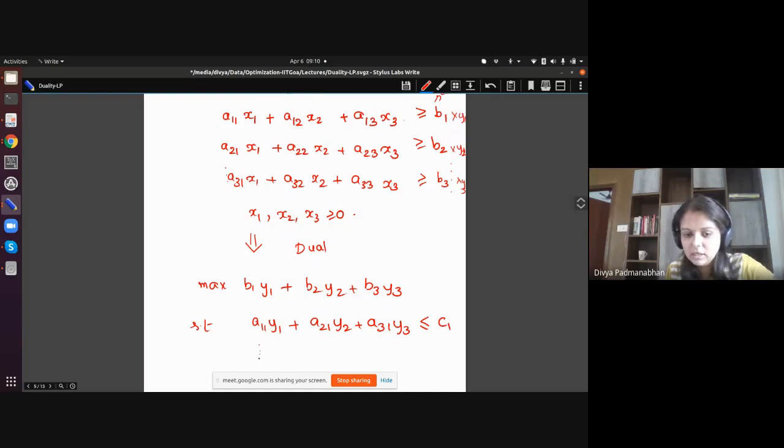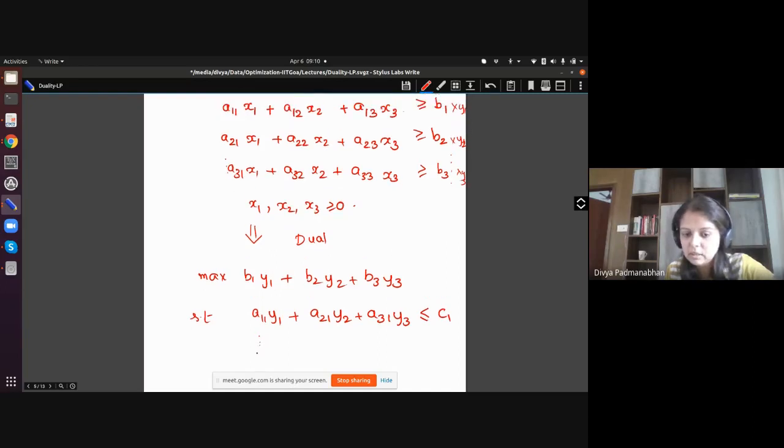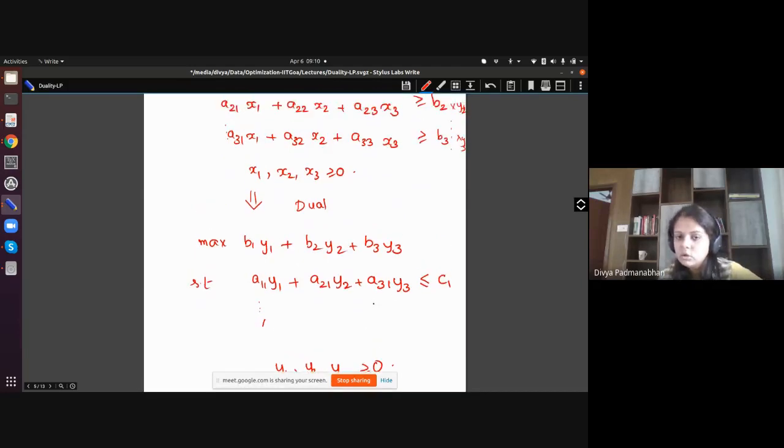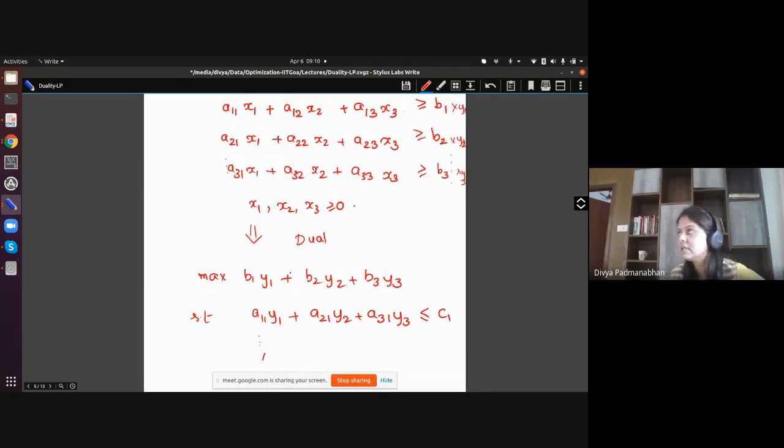So in general, you will get something like A transpose Y less than C, right? You can work it out. But if you look at this problem, you also want Y1, Y2, Y3 to be greater than or equal to 0. If you look at this, there is some interpretation here for this problem.